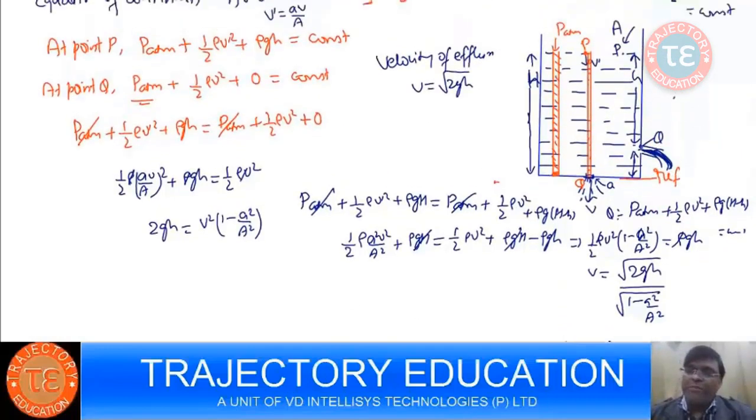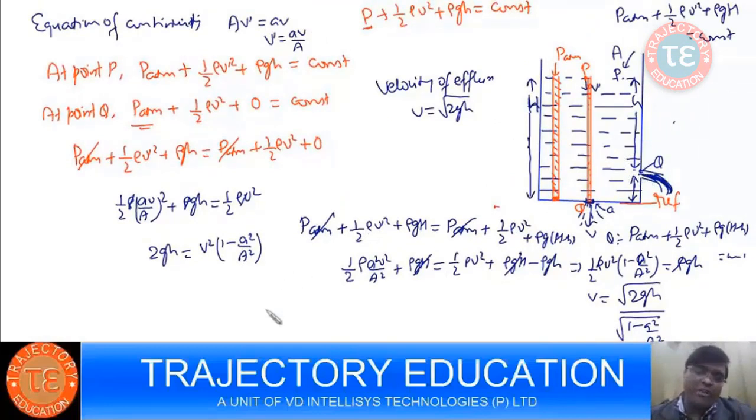So what is important is the depth of the orifice below the water surface. The water coming out of the orifice depends on h, and does not depend on this height. It depends on how much is the depth of the orifice, the distance of the orifice from the surface of the water.